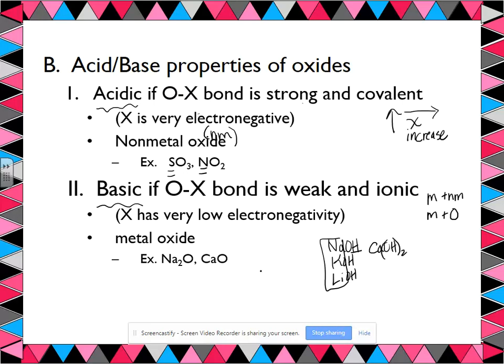So if you were to put these in water, for example, sodium oxide in water, whenever it would dissociate, it would form sodium hydroxide.